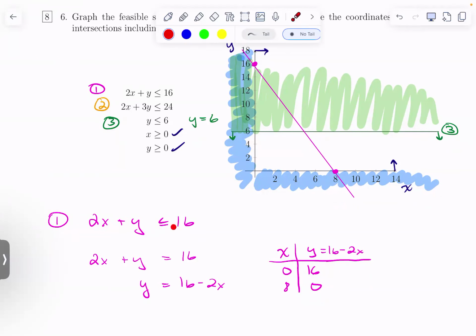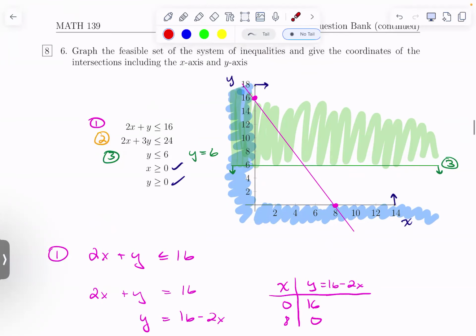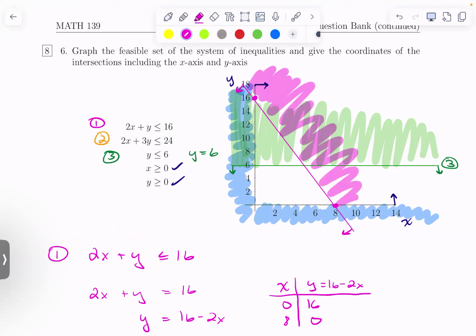2x plus y has to be less than or equal to 16, right? And so then I'm going to be on this side of the line. So that means I can draw arrows going this way. That's in my feasible set, and I can shade that, and it's out of my feasible set.